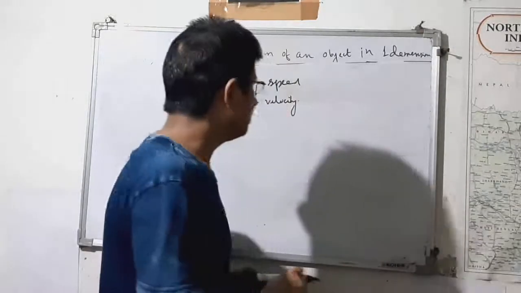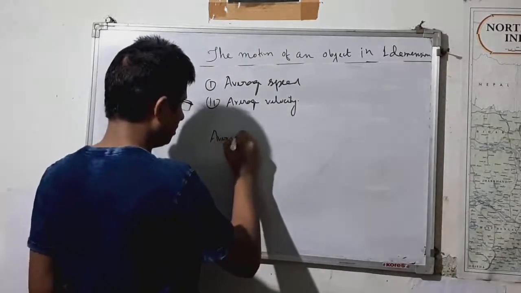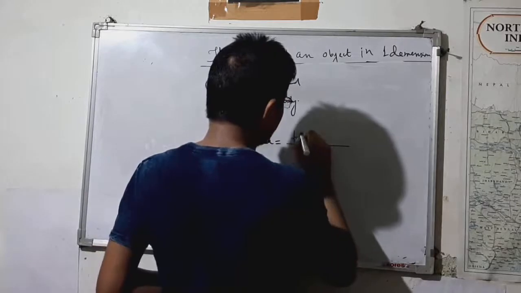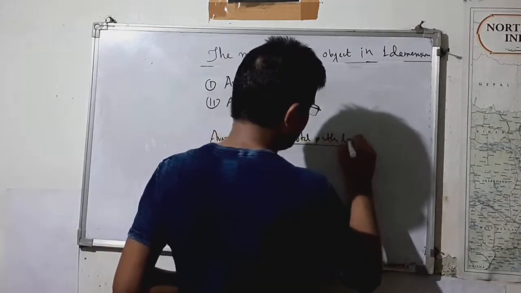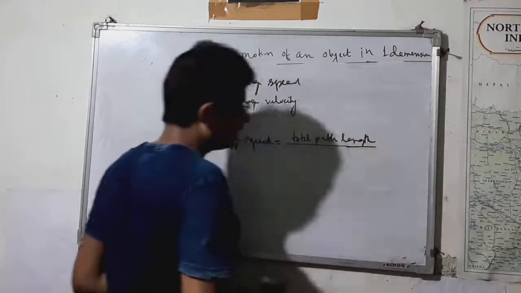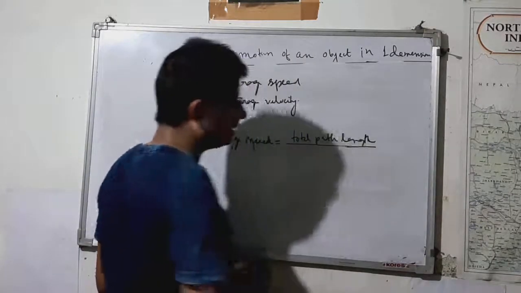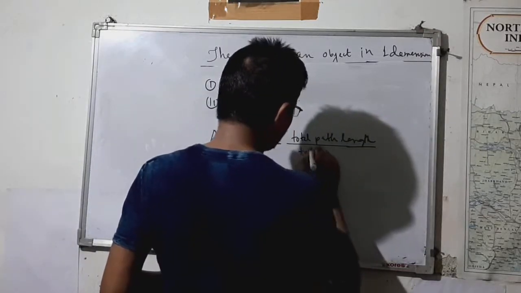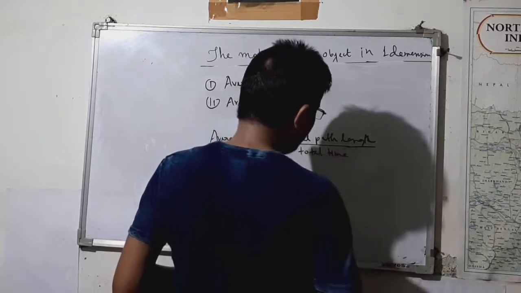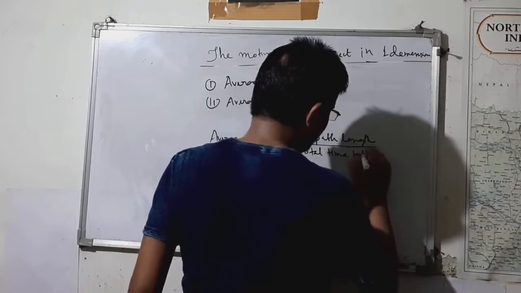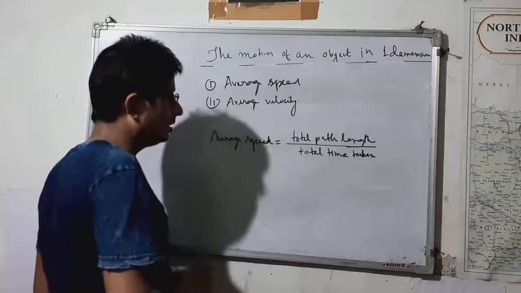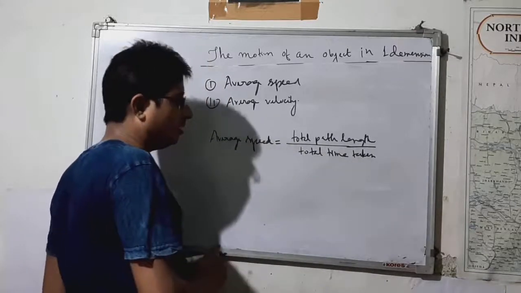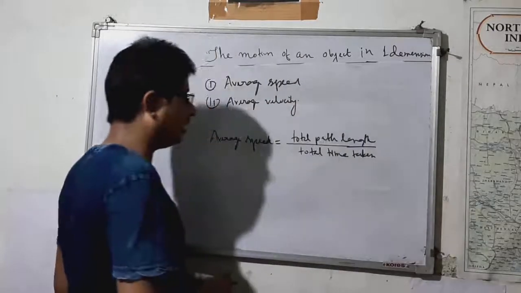Average speed is nothing but the total path length traversed by the object divided by total time taken. So average speed of an object is the total path length traversed by the object divided by total time taken by the object. We have already learned about path lengths.